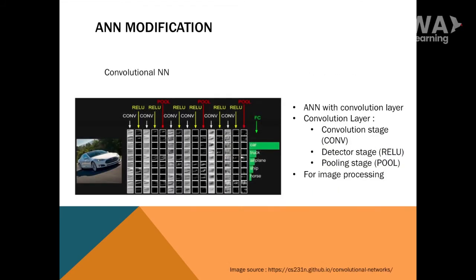Next is the convolutional neural network or CNN. CNN is any artificial neural network which has at least one convolution layer. A convolution layer consists of three stages. First is the convolution stage, when the matrix calculation occurs. Second is the detector stage, or ReLU stage in this picture. Here we apply a nonlinear activation function. And last is the pooling stage. CNN is commonly used for image processing.